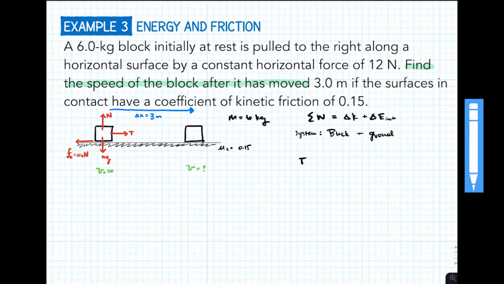Work is force times what? Distance. So tension times delta x. That's the external work, okay? What about the change in kinetic energy?